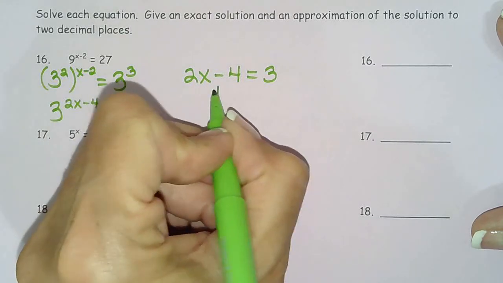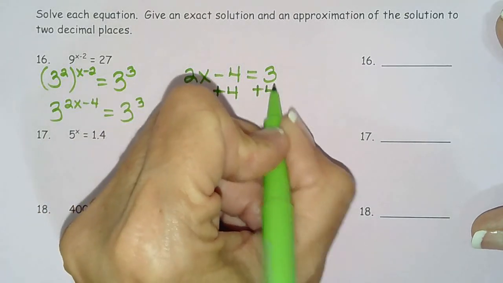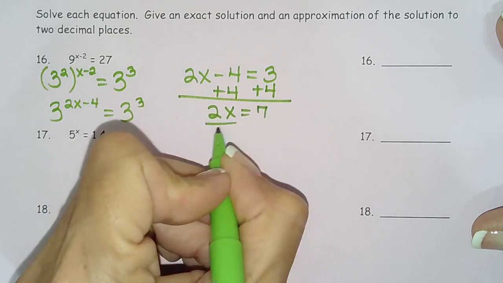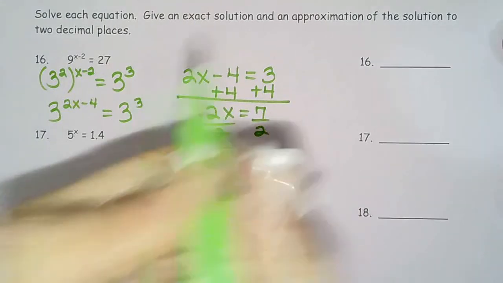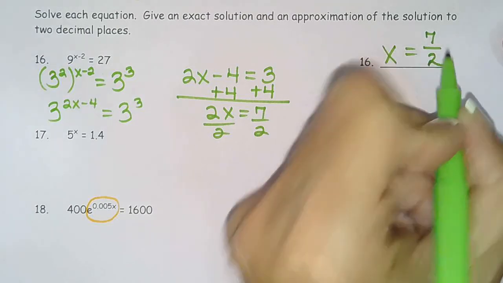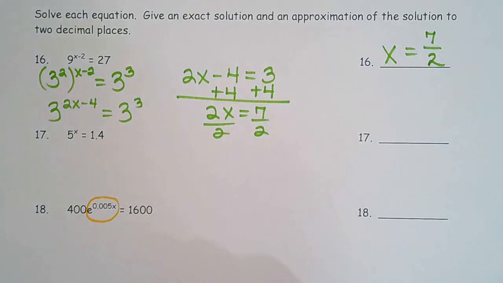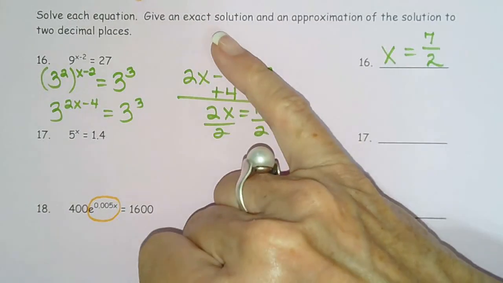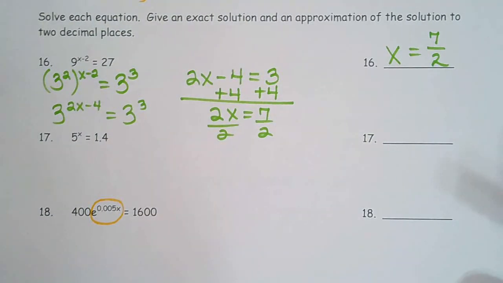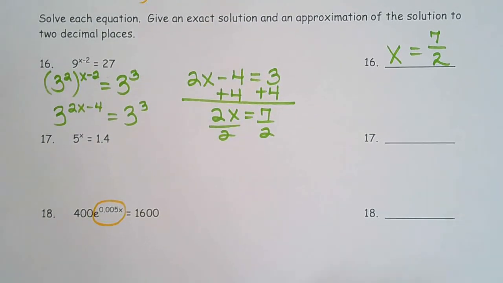So then we add 4, 2x equals 7. So that means x is 7 halves. And you could write 3.5, but no reason to. Usually we just keep it improper. So give an exact solution, give an approximate. This one is exact, so that means it doesn't have an approximation. So that's all we're going to do there.